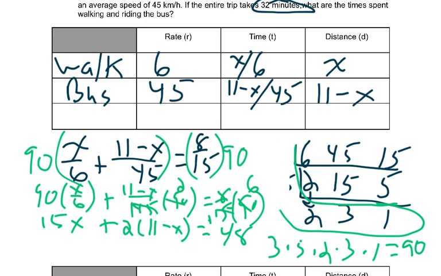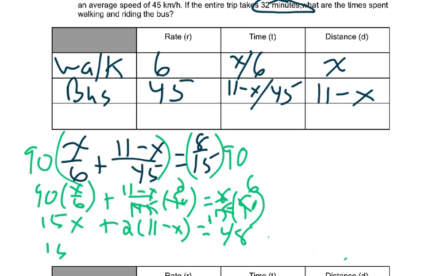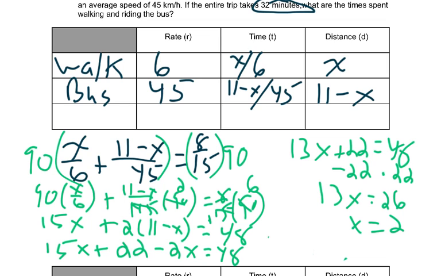Let me make a little more room here. So now we have this equation to solve. So let's distribute out the 2. So we're going to end up getting 15x plus 2 times 11, that's 22. 2 times negative x, negative 2x equals 48. Combine our like terms, so 15x minus 2x, so that's 13x plus 22 equals 48. Then we're going to subtract 22. 13x equals 26. So then x is equal to 2.